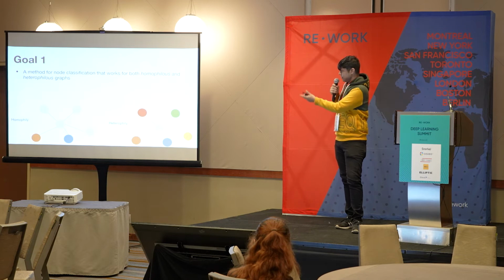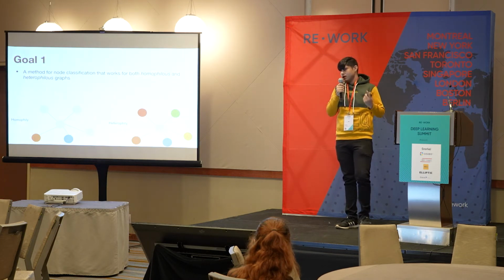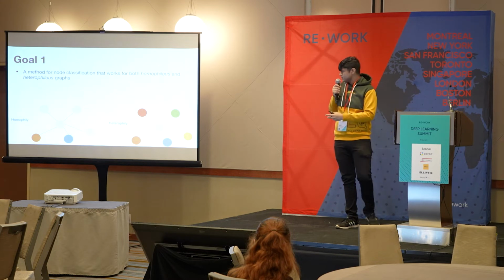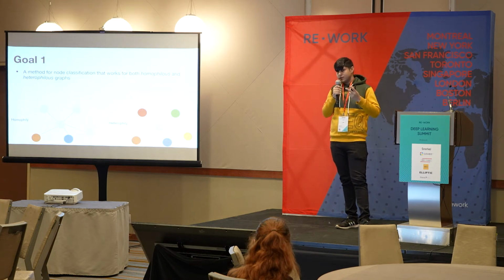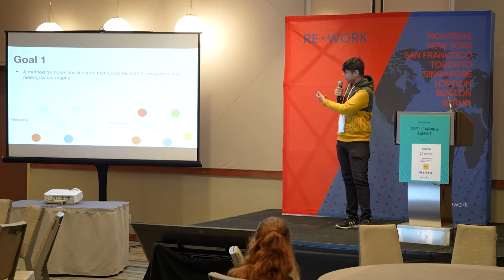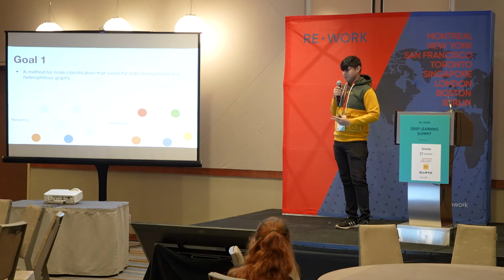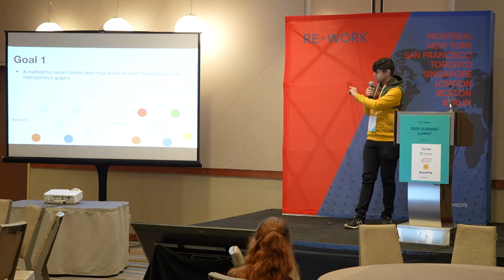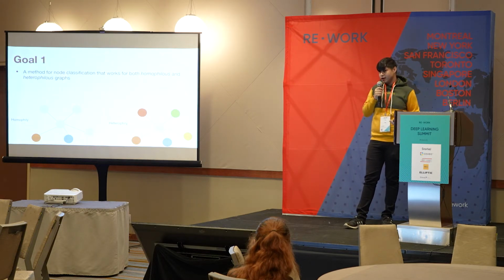So you can see on the left, the central node is connected to other nodes that have similar color, right? And the heterophilous graphs are graphs where it is the opposite. The connected nodes do not have the same color. So the graph on the right, the central node is not connected to any node with the same color. So these are extreme settings that can exist in your graph.